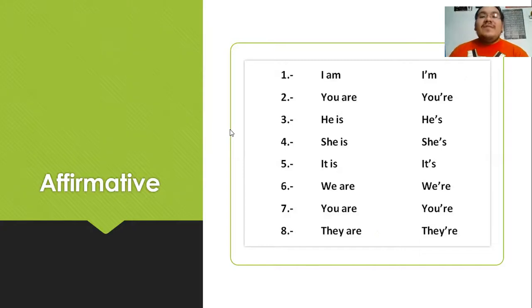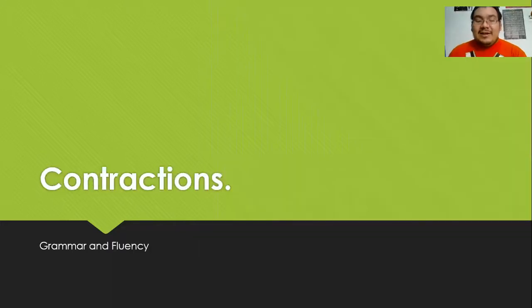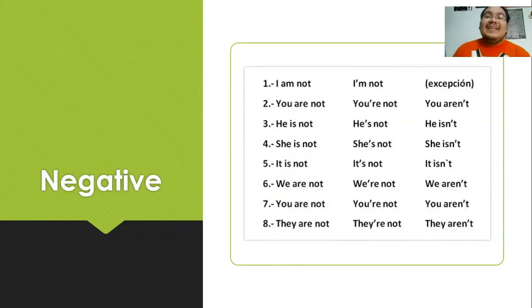Now, contractions in affirmative sentences can be quite simple. Las contracciones en las oraciones afirmativas with the verb to be, con el verbo to be, puede ser bastante fácil. But in negative, things are a little bit more complicated. En negativo, las cosas son un poco más complicadas. So there are two ways to make negative ideas. Hay dos formas de hacer las ideas negativas.